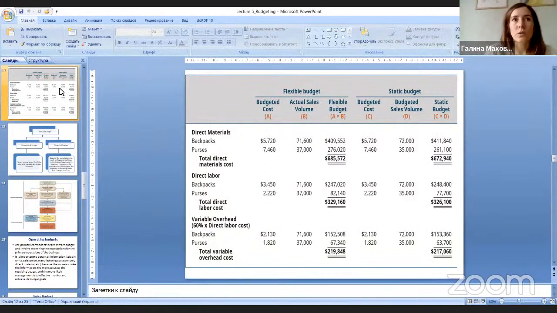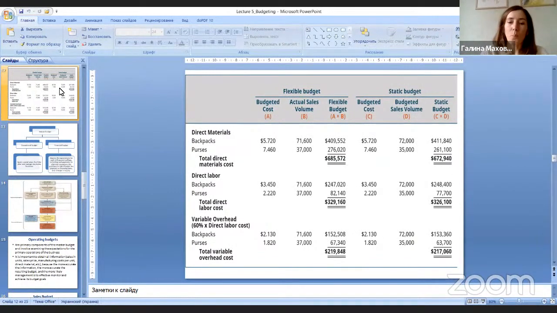Flexible budget is something in the middle between static budget and fact data. We can compare the flexible budget with the static budget and also with our real data to analyze why we have some deviation, why we have some variances.